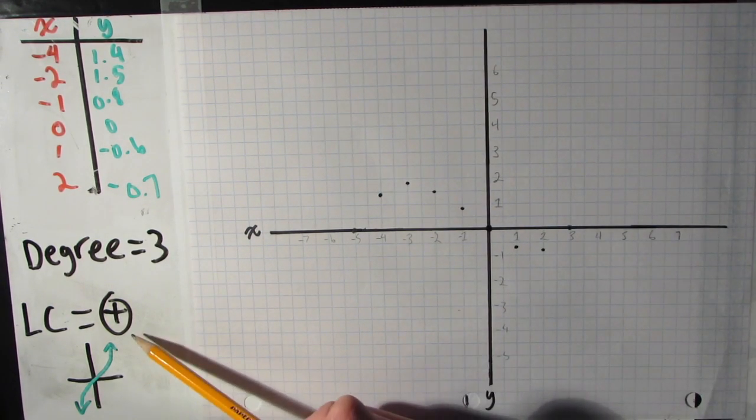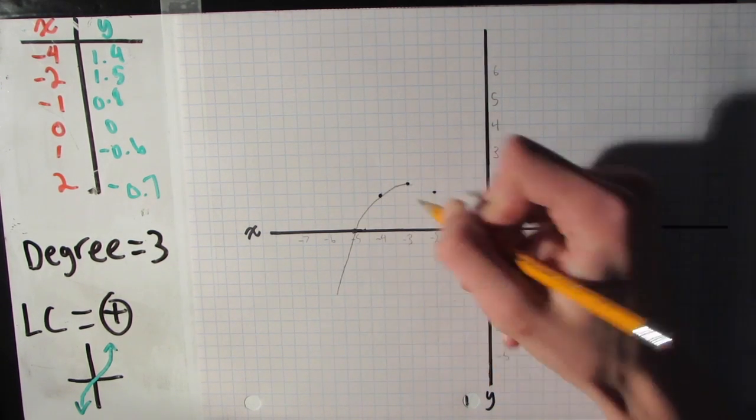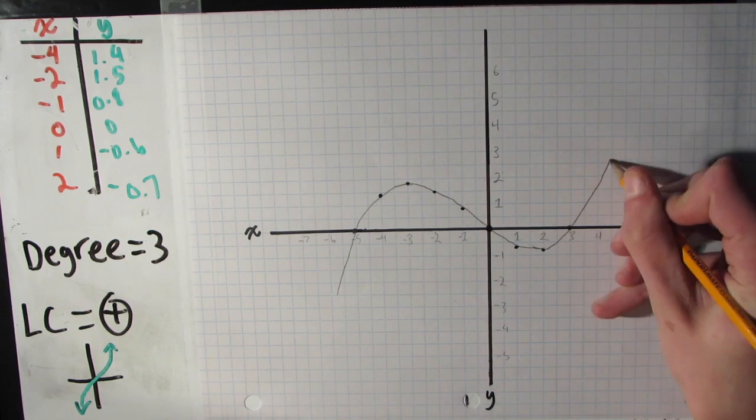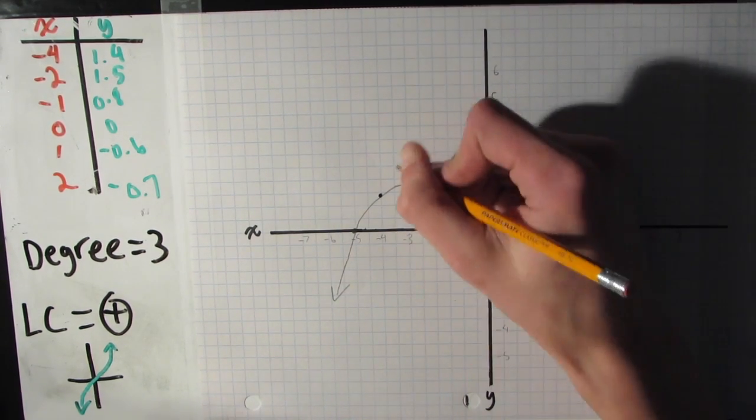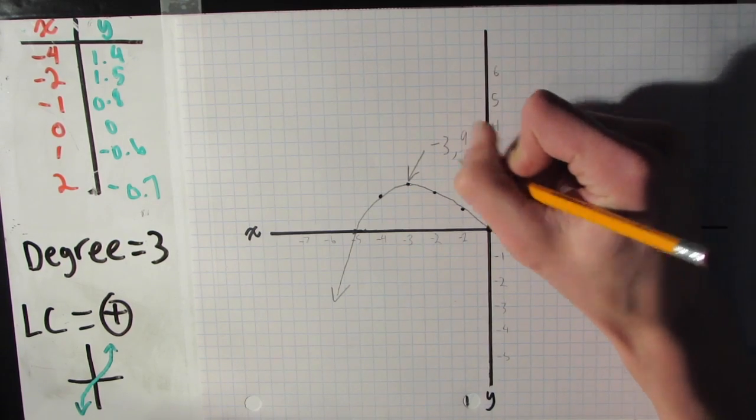Looking at the degree and the leading coefficient, we know that our graph will look somewhat like this. Since we know our leading coefficient is positive, we know our end behaviors will look like this. Right now I'm pointing out the point negative 3, 9 over 5.